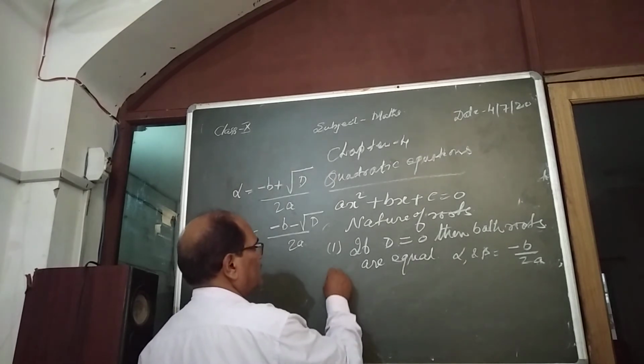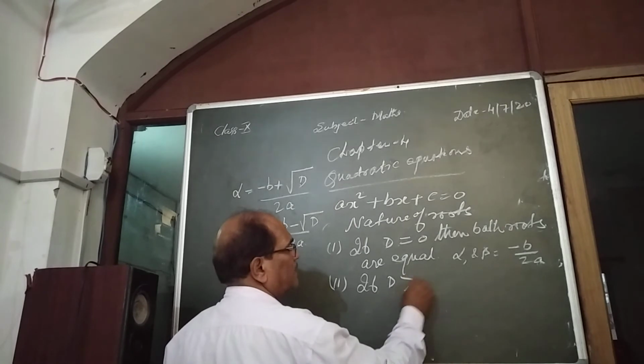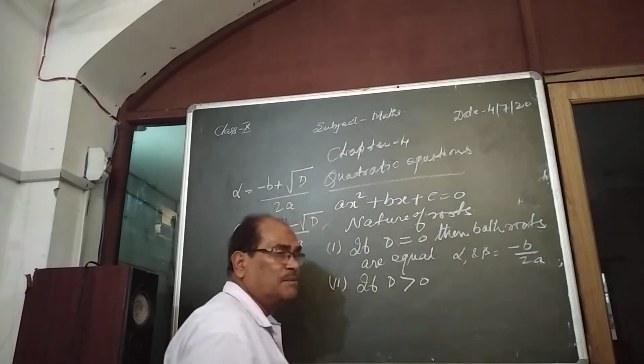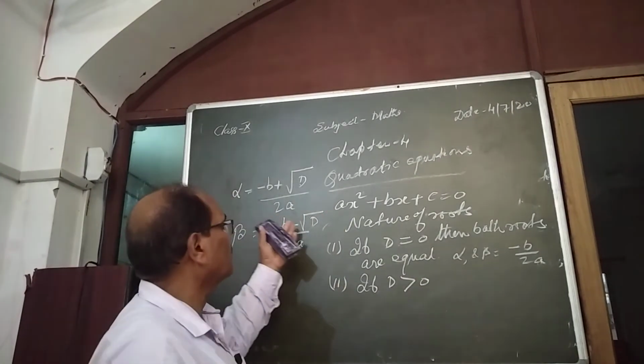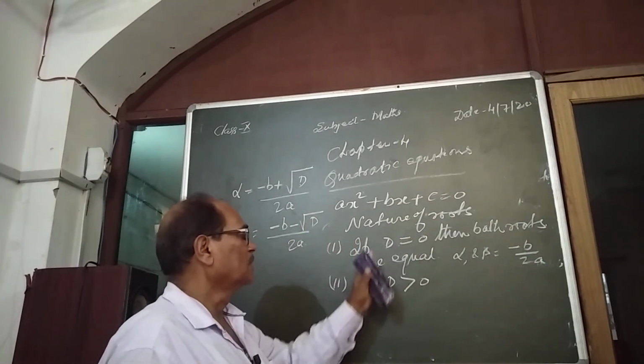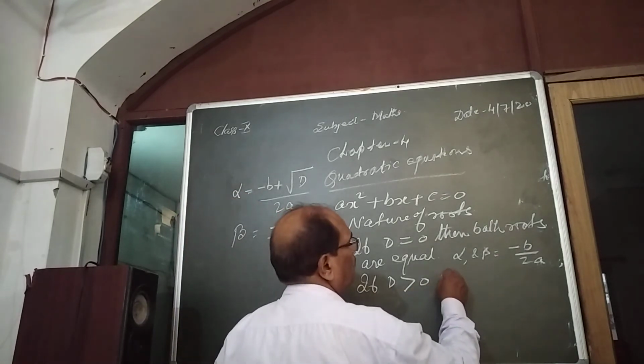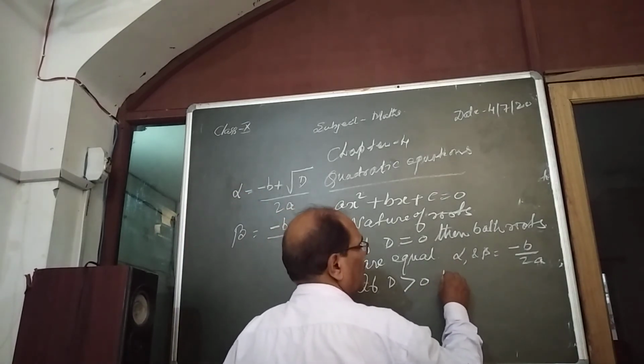Second characteristic, if discriminant is greater than 0. Greater than 0 means a positive number. After solving b square minus 4ac, if it comes more than 0, that is greater than 0, then both roots are unequal and real.